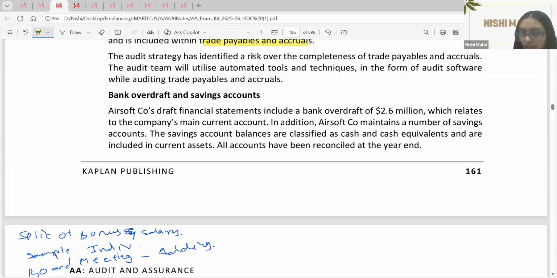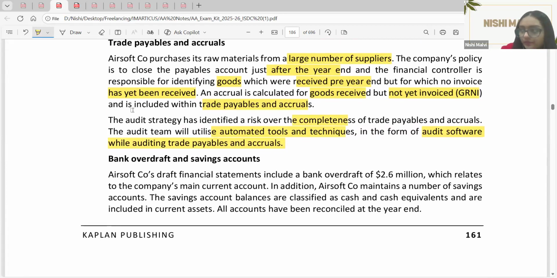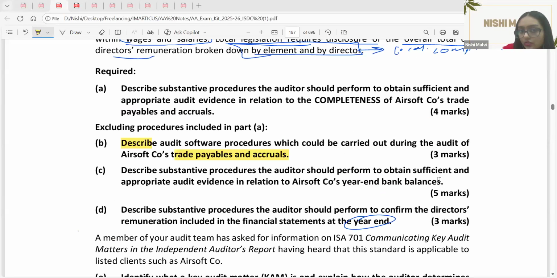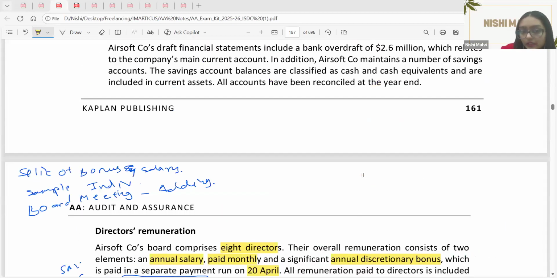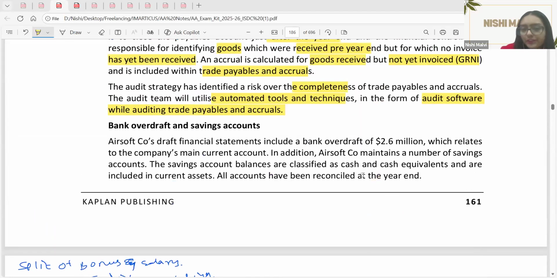The audit strategy identified a risk over the completeness of trade payables and accruals. The audit team will utilize the automated tools and techniques from the audit software while auditing trade payables and accruals. Tell me, how can you identify that? Any idea? They want completeness. If they are not writing it here, they can also ask you. They are not clearly stating it here, but they are clearly stating it.